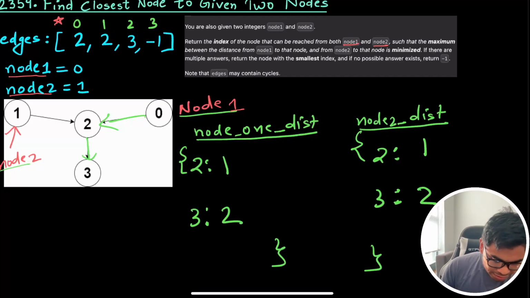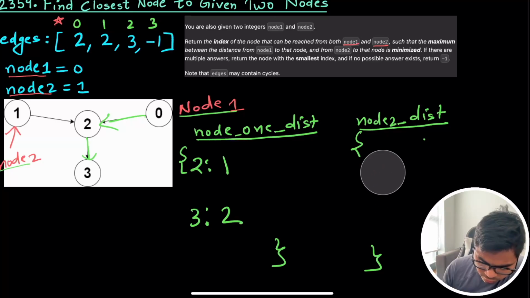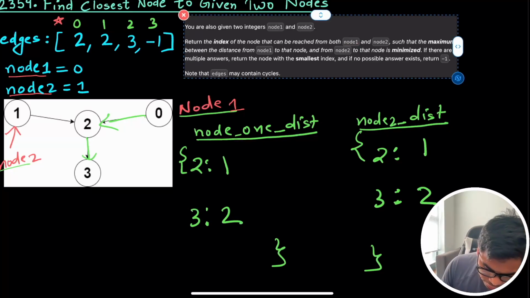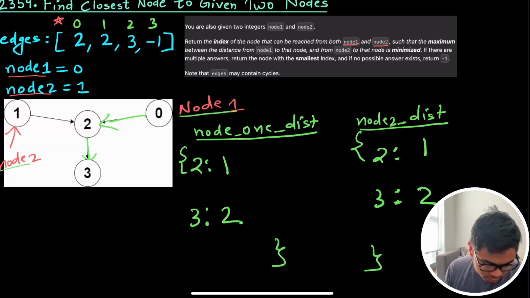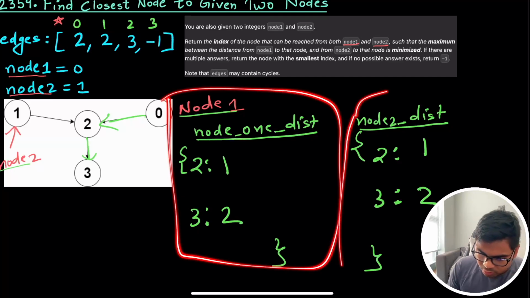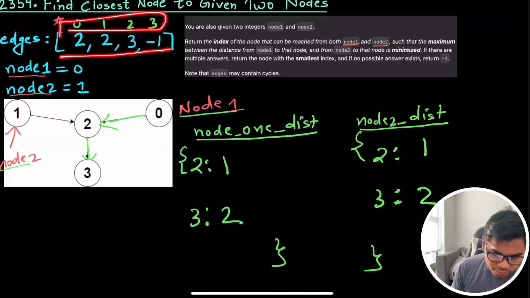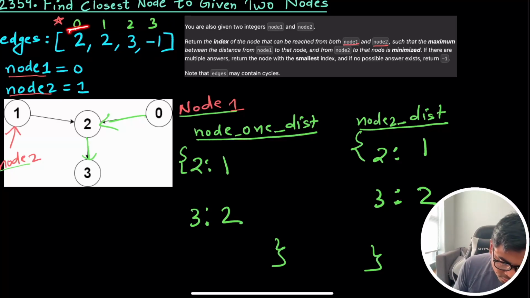I'm sure some of you, or most of you, understood the assignment in the first go, but I didn't. That is why I wrote it down right here, and then tried to get through what they're actually asking us to do. And then once we have these two maps ready, we can go over all the indexes from 0 to n minus 1, and see what are those nodes that are present in both of these.